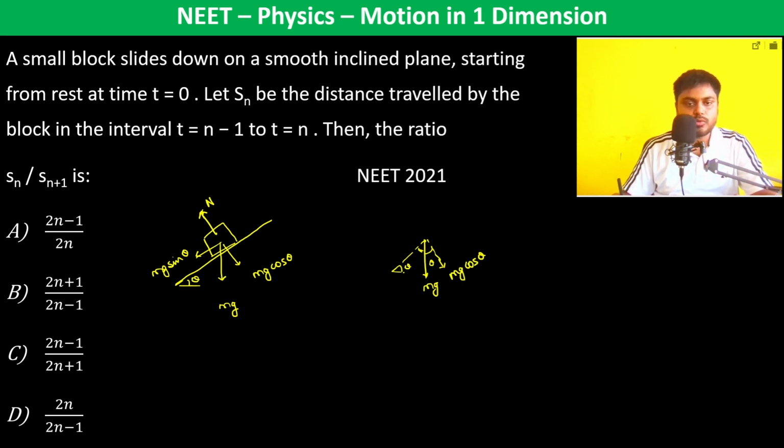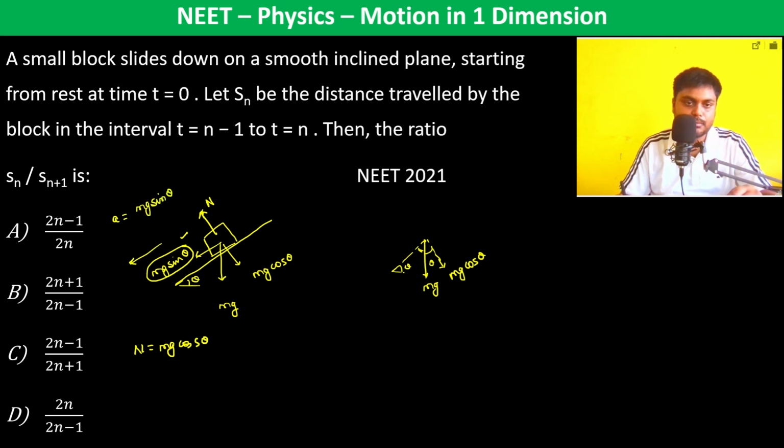Now in the y direction, perpendicular to the plane, N is equal to mg cos theta. But since it is frictionless, along the plane the only force which is there is mg sin theta. So therefore in this direction the acceleration is equal to mg sin theta divided by m, which is equal to g sin theta. Now Sn be the distance traveled by the block in the interval t equals n minus 1 to t equals n. Then the ratio Sn by Sn plus 1 is equal to.